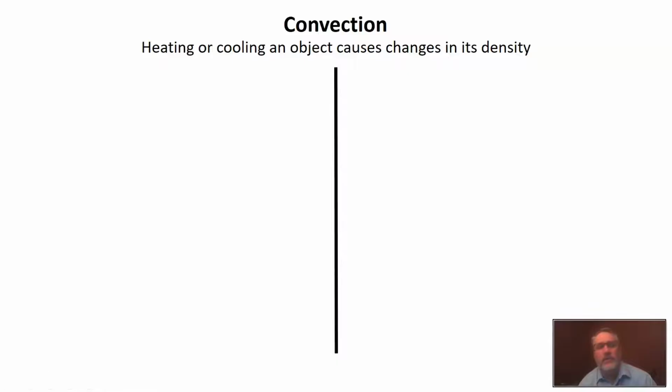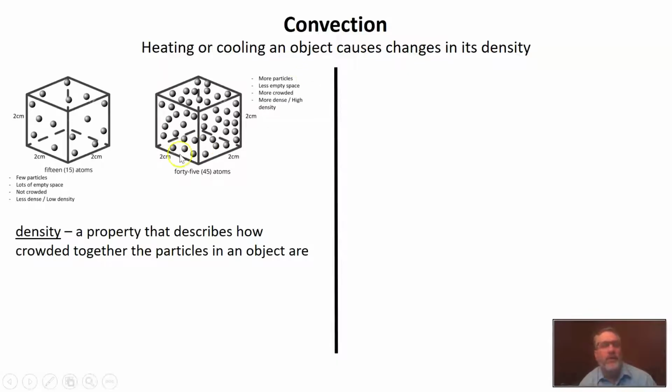Okay, so let's take a look. Let's start here with density. So first off, density is a property that all matter has that describes how crowded together the particles are. Okay, let's take a look at this example. Here I have a cube that measures 2 centimeters by 2 centimeters by 2 centimeters. And inside this cube, I see that there are 15 atoms.